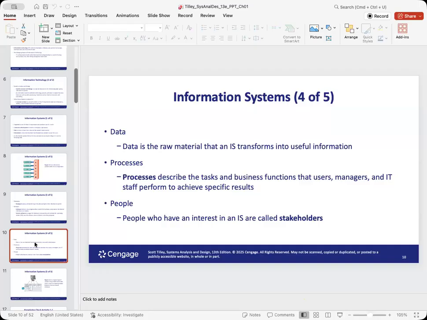The processes describe the tasks and business functions that users, managers, and IT staff perform to achieve specific results. And also people who have an interest in an IS are called what? Stakeholders. People that have interest in information systems are called stakeholders.